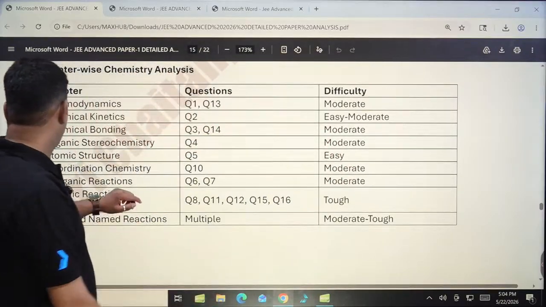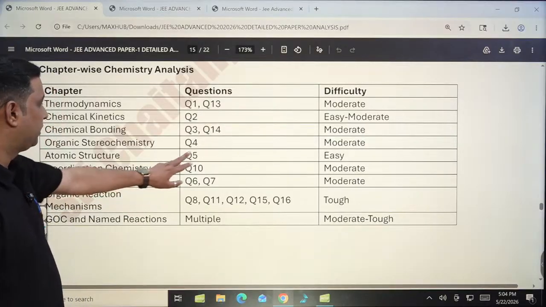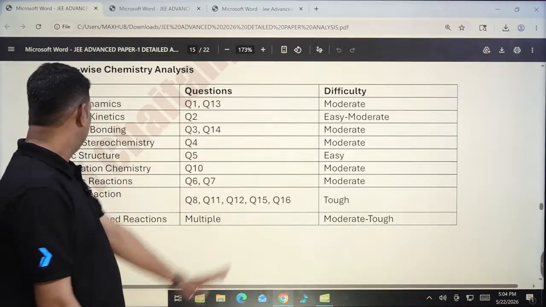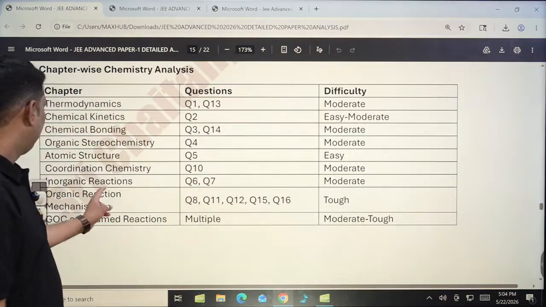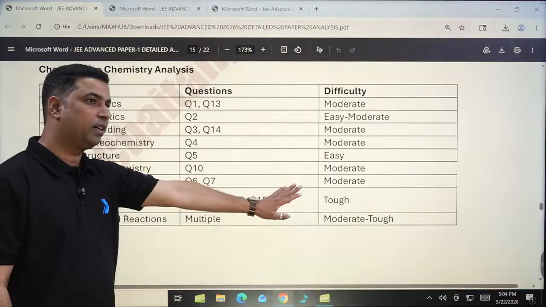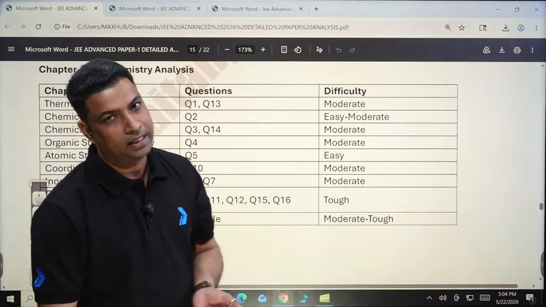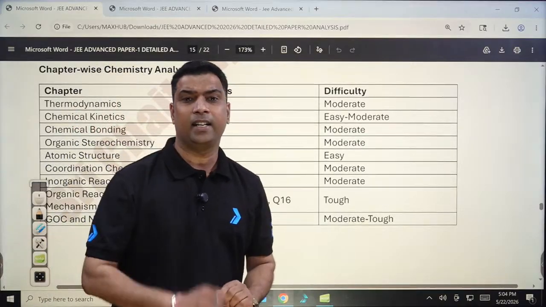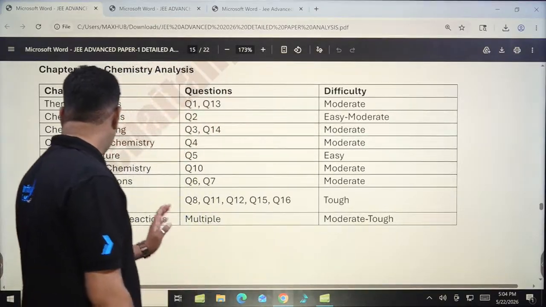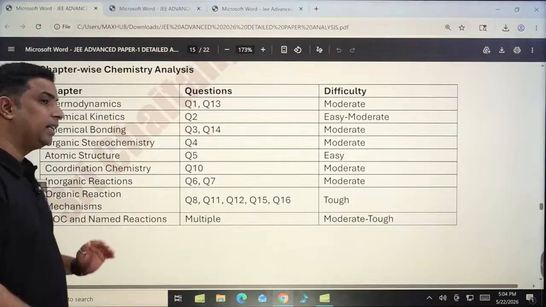Atomic structure, question number 5, was easy. Coordination chemistry, question number 10, was moderate. Inorganic, questions number 6 and 7, were moderate. The reactions were directly asked from the NCERT. All the reactions asked from inorganic chemistry were directly taken from the NCERT. So the paper was again NCERT based, but tricky.